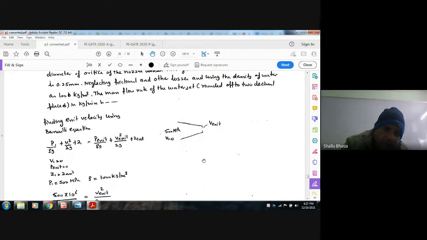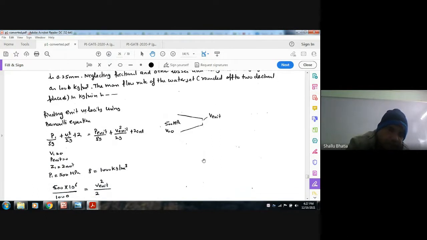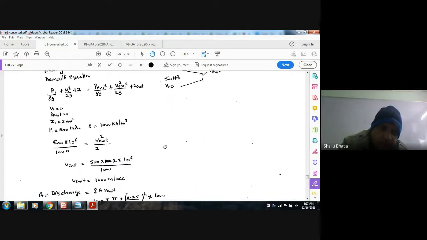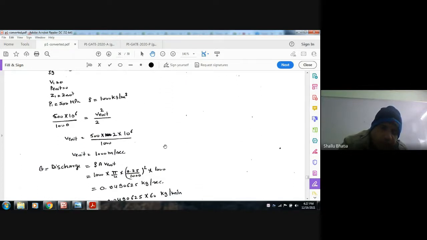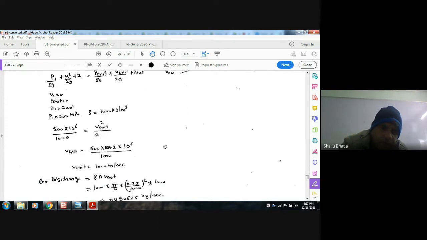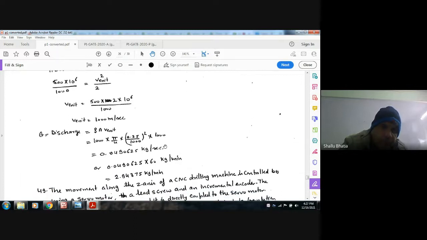So P exit is 0, because it is atmosphere. P1 is your 500, V1 is your 0. So putting in these values, you can calculate V exit. V exit is your 1000 meter per second. So discharge is rho A V exit.